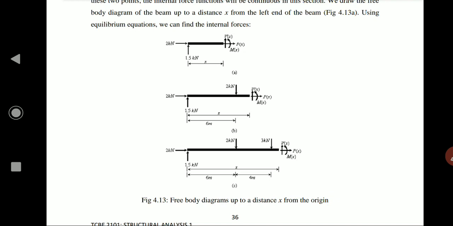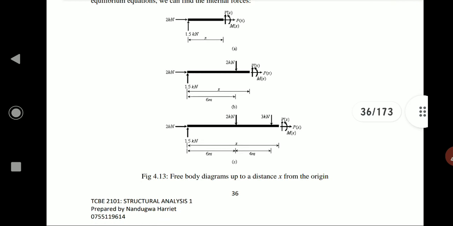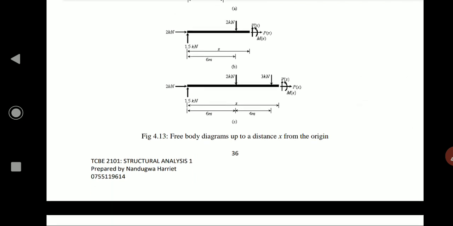What happens is that if we consider another section at a distance x, but a distance beyond the 2.5 load acting on the beam, our axial force will face on the right, the shear force up, and then the bending moment anti-clockwise, as seen in figure B. Then figure C, we cut at a distance x beyond the load 3 kilonewtons. These are our free body diagrams up to the distance x from the origin.